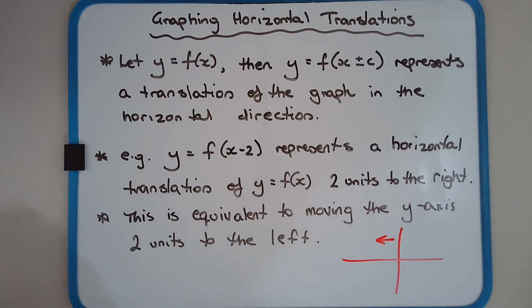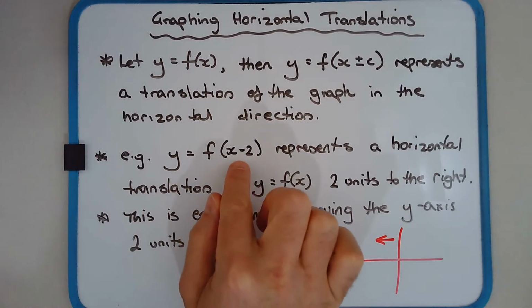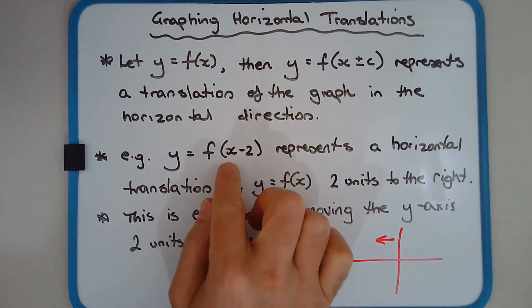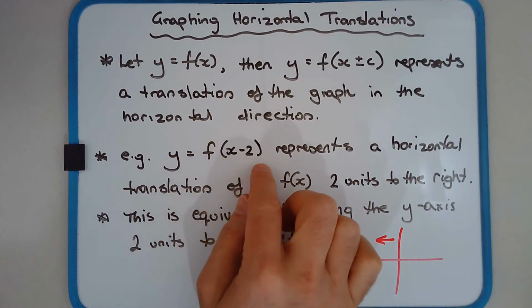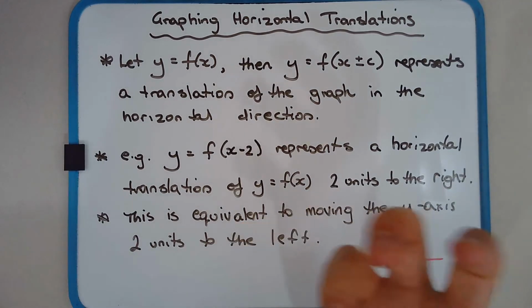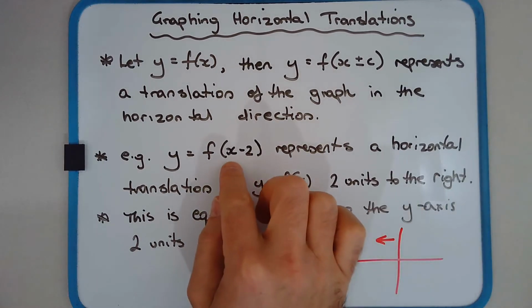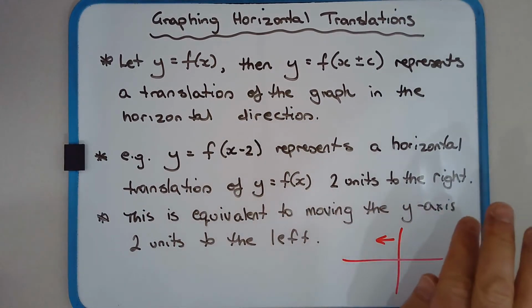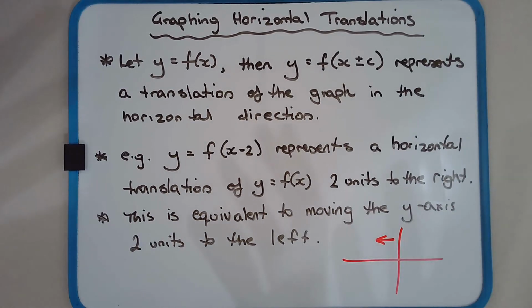Another way to think of this is if you're taking away 2 from x each time, so whatever the x value was originally, you're taking 2 away from it. It's like you're stealing 2 units away from x. X has to compensate for that by adding 2 units each time, which means that's forcing the graph to the right-hand side. So again, just a couple of ways that you can think about it.